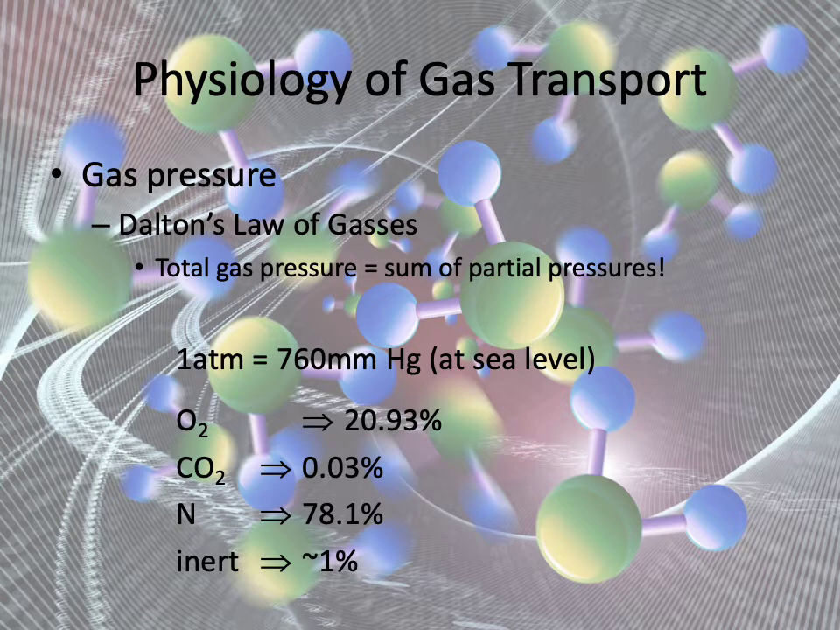Okay, each one of these exerts pressure, its own pressure in air. So the individual pressure from each of these gases is called a partial pressure. Okay?